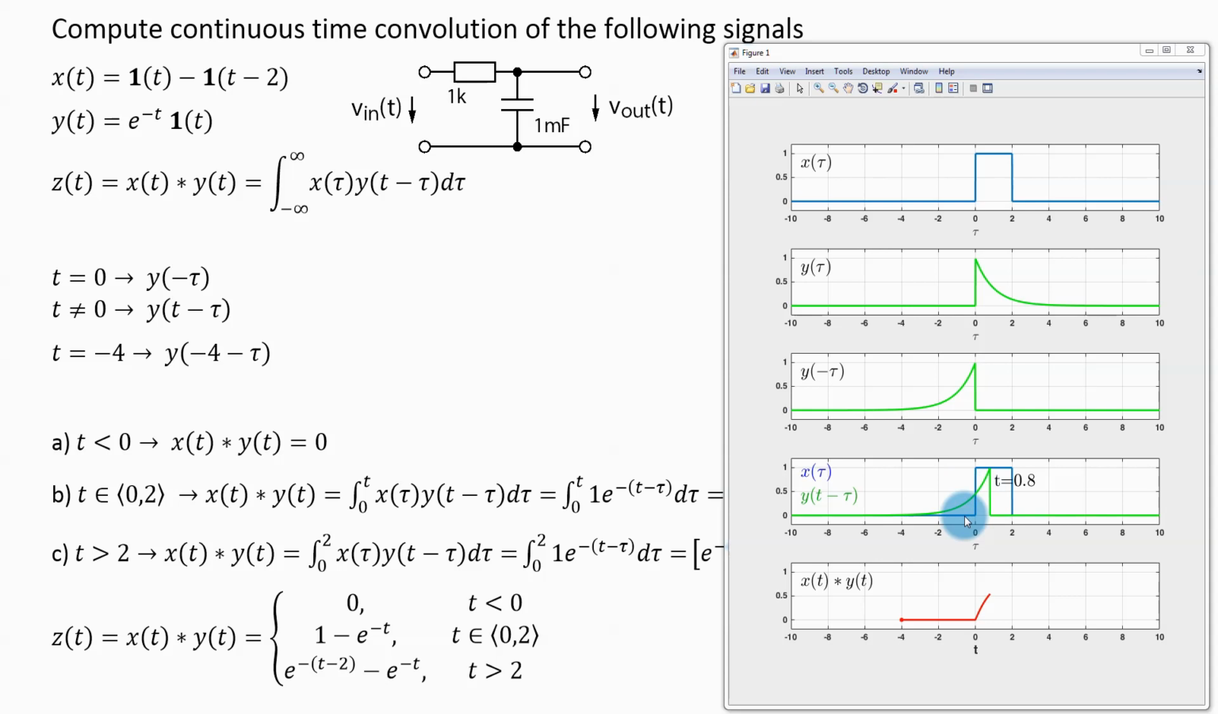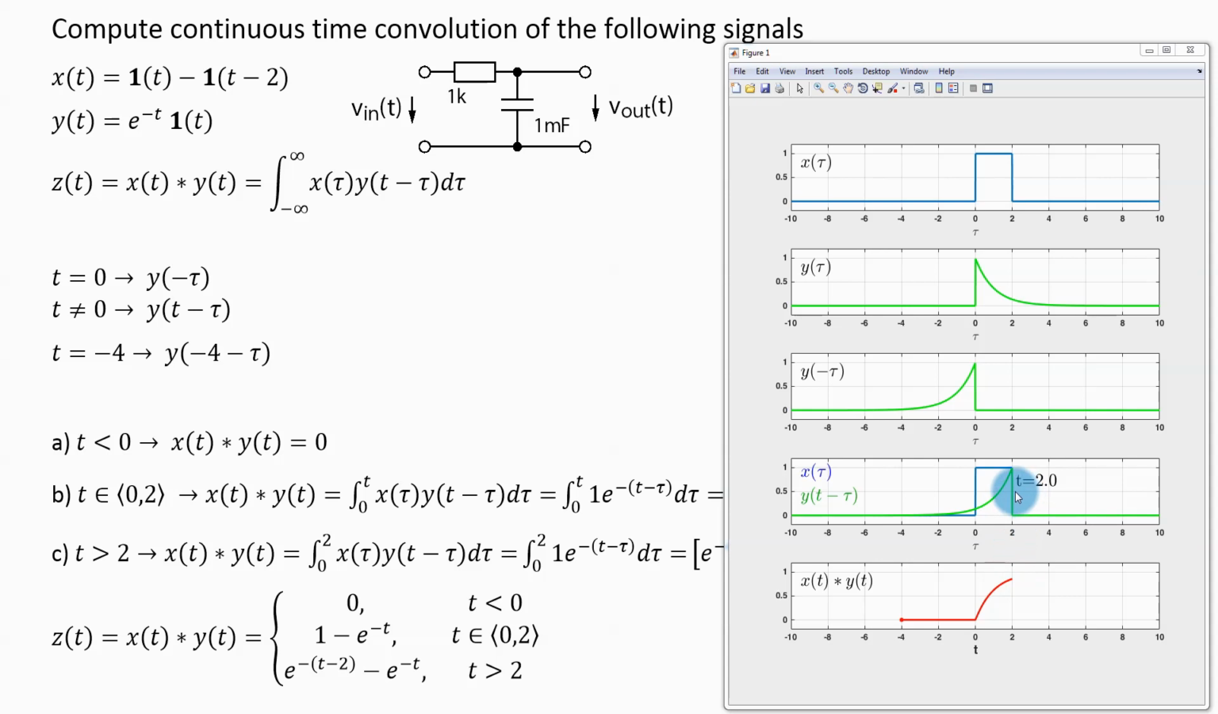Because, especially in this case, the function x of tau is 1. This is not so in general, this is just in this case where I try to make things simpler. So in this case, when I multiply these non-zero values, I multiply these green values by 1, so the result is still these green values, just in this interval. So when I integrate in this interval, the result of the integral will be the area below this curve. So as I increase time, you can see that the value of the convolution increases.